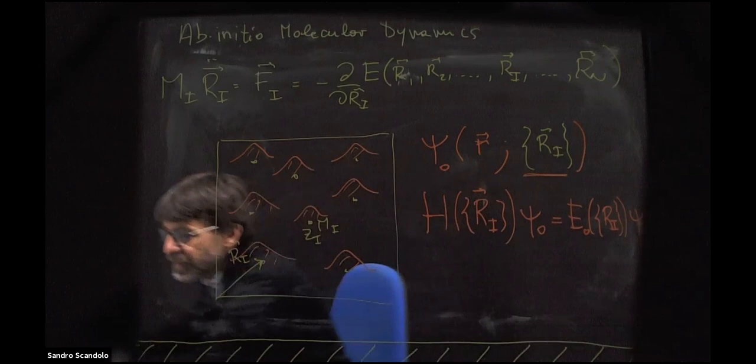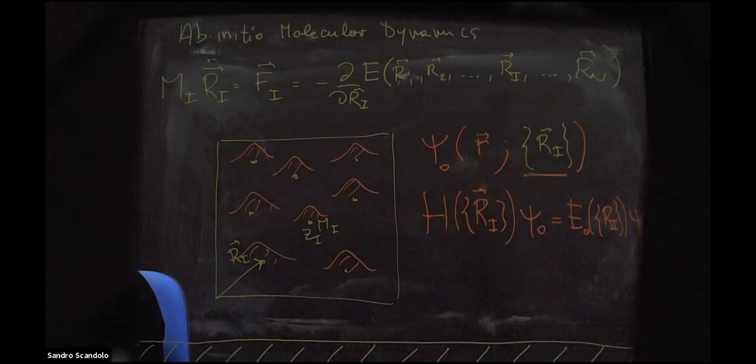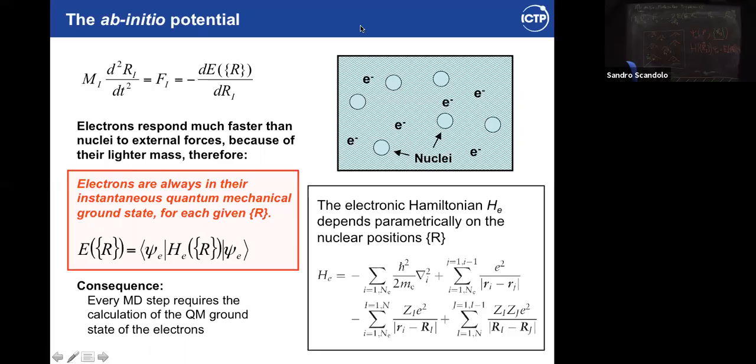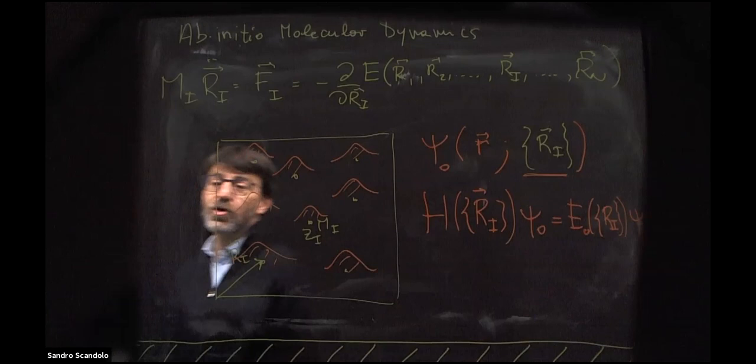Let me actually show it to you a bit more with real equations, here you go, okay? So this is essentially what I just explained. The box at the bottom right of this slide gives you the parametric Hamiltonian, which depends parametrically on the position of the nuclei. And the total energy of the system is the ground state energy of the electronic problem for a given choice of the nuclear positions.